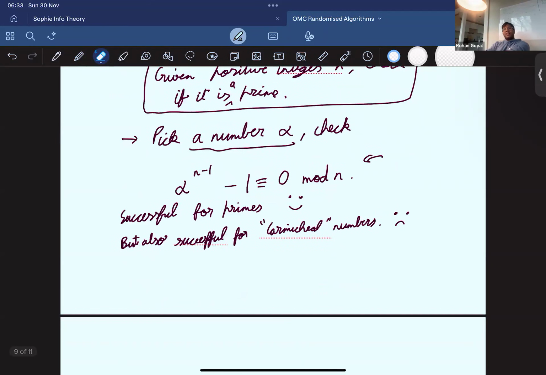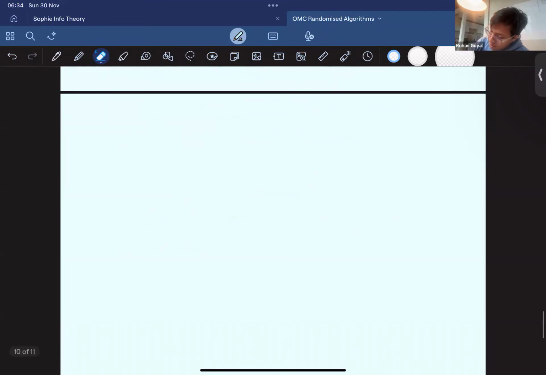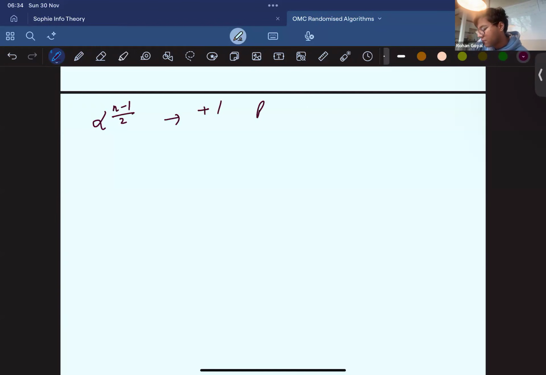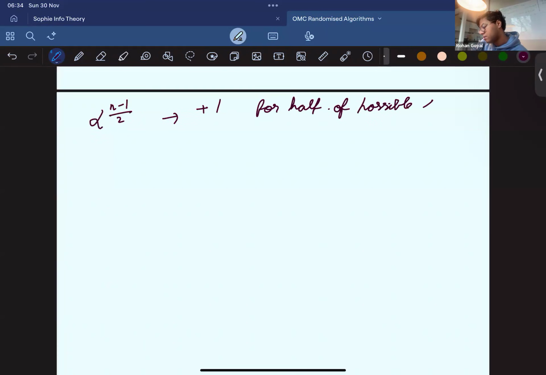Good, but somebody had this nice idea earlier. Let's think of alpha. If n was a prime, then half of the numbers have the property that alpha to the n minus 1 by 2 is minus 1, and half of the numbers have the property that it's plus 1. Is that true? Does everyone agree? Yeah. Would you mind repeating? I said alpha to the n minus 1 by 2 is plus 1 for half of possible alphas, and minus 1 for half of possible alphas.